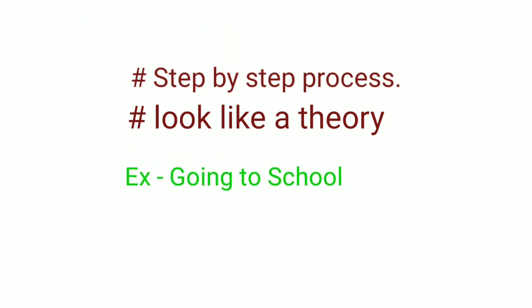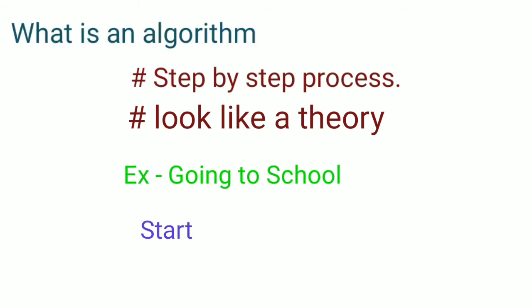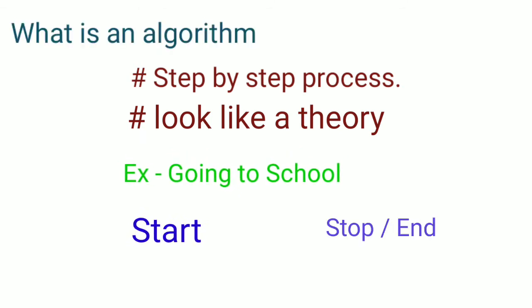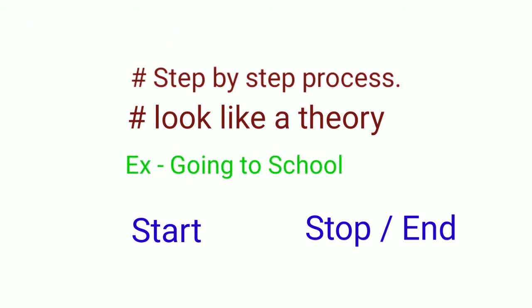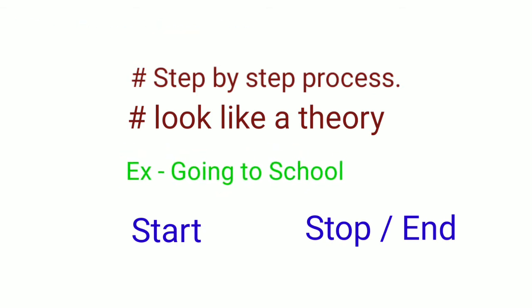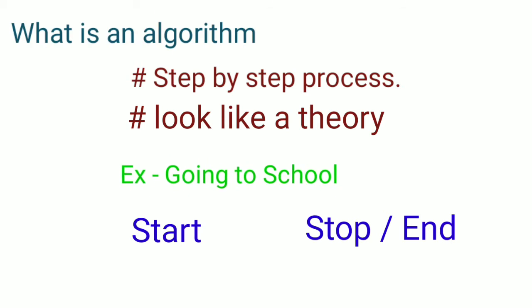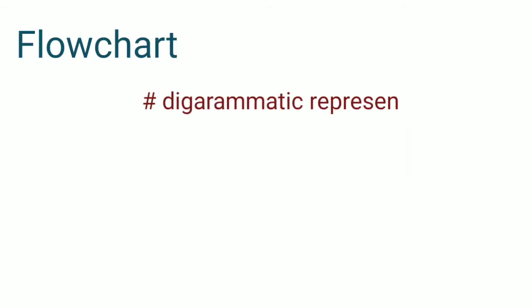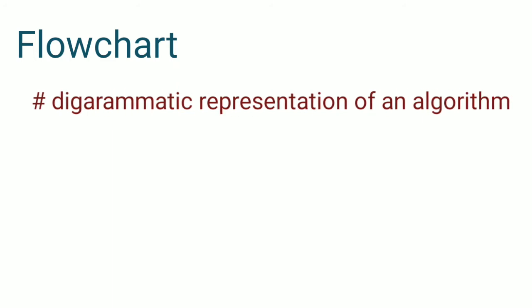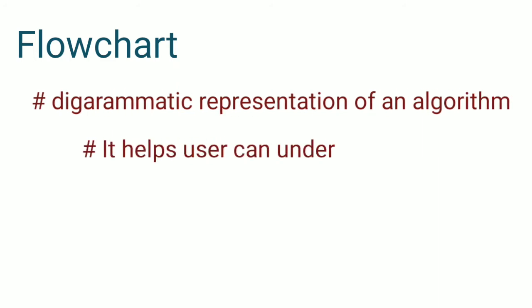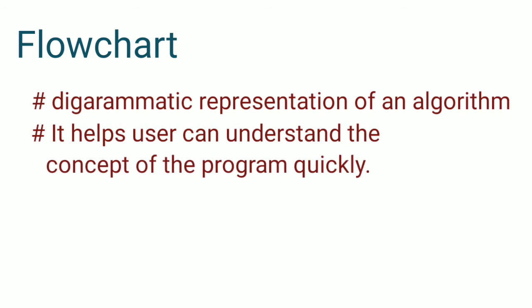That's called an algorithm. It looks like a theory. It must start with the start keyword and end with either stop or end. Next, flowchart. A flowchart is a diagrammatical representation, so a user can easily understand the logic of the program.